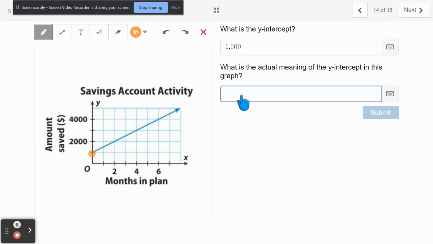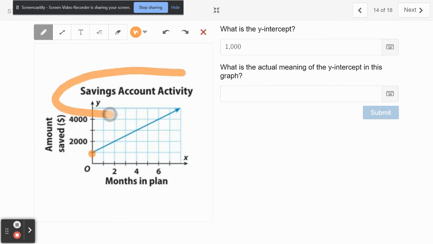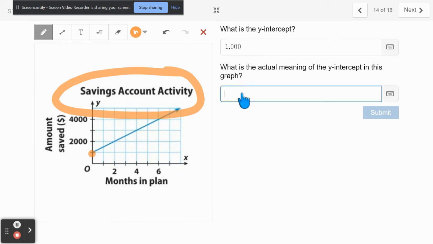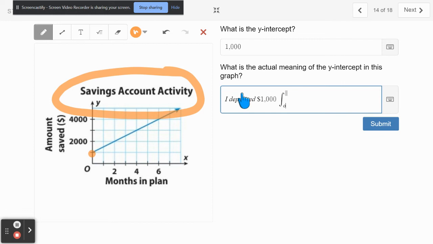All right. What is the actual meaning of the y-intercept in this graph? Okay. Well, think about it. What is the actual meaning? What's the actual thing that you've been talking about? So really, it means at 0 months, I had $1,000. So basically, I don't know if you know how savings accounts work, but you have to deposit money into it when you first open it. So I deposited, which means I put money into the account. I deposited $1,000.